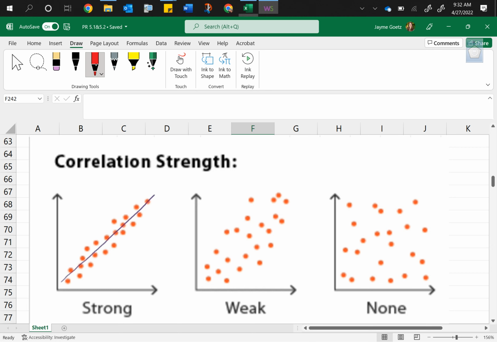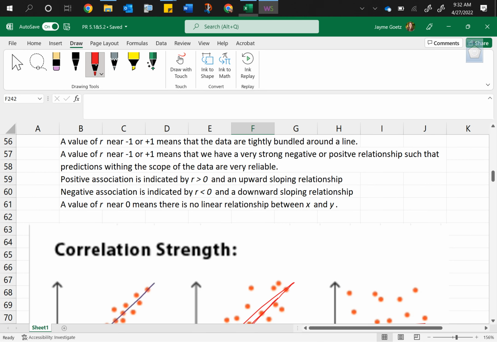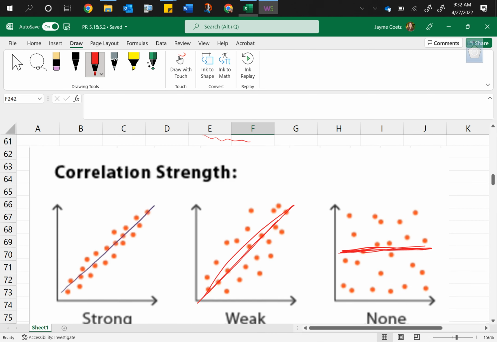And then finally, none. If you look at this scatter plot, the best line that you could probably draw is this one right here. Can you tell me what the slope of that line would be? 0. That means the R value would be 0. And an R value of 0 means there is no linear relationship between x and y. So those are some examples.